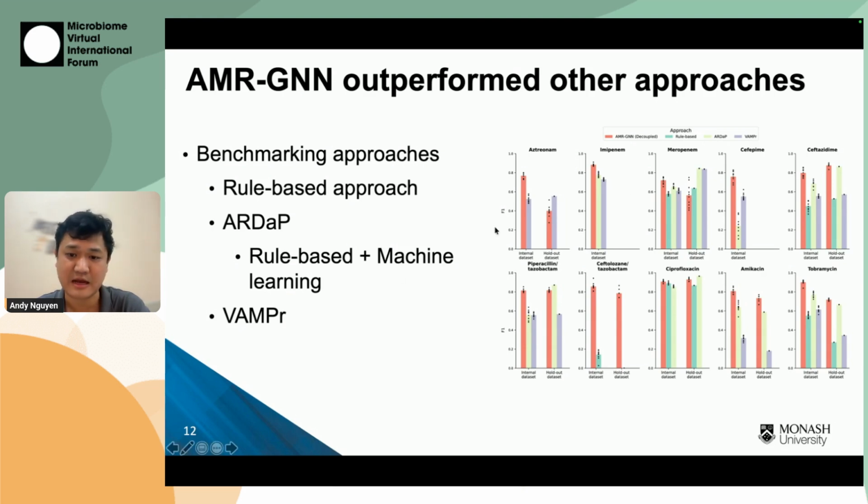In most of the cases for the internal datasets, our AMR-GNN models outperform the benchmarking approaches in terms of the F1 score. With the external datasets, the AMR-GNN models are also doing better than the other approaches in the majority of cases. We do acknowledge that for some cases, such as meropenem, the AMR-GNN models actually perform worse than other approaches.